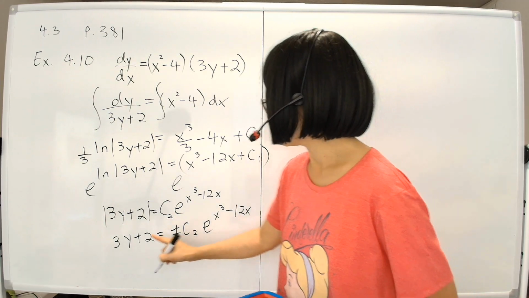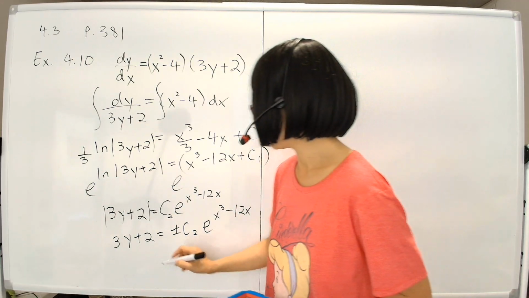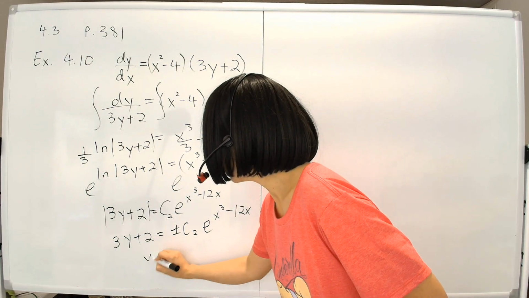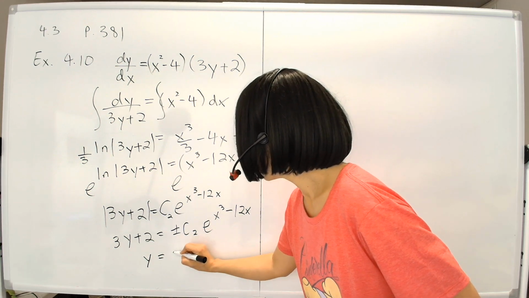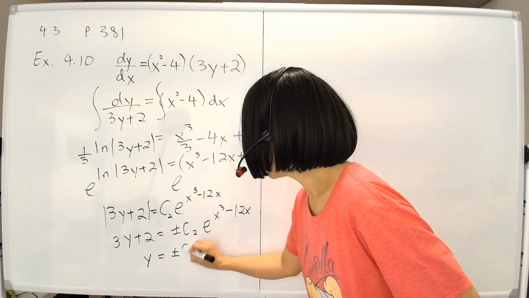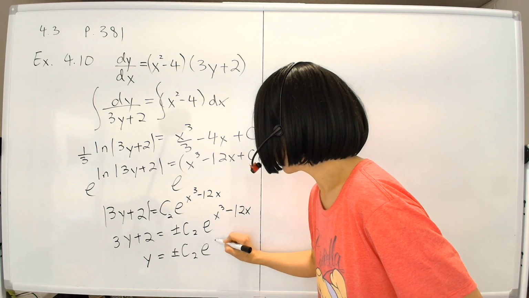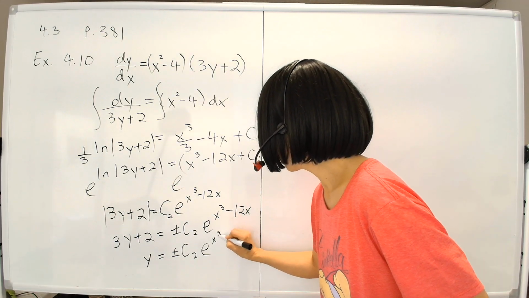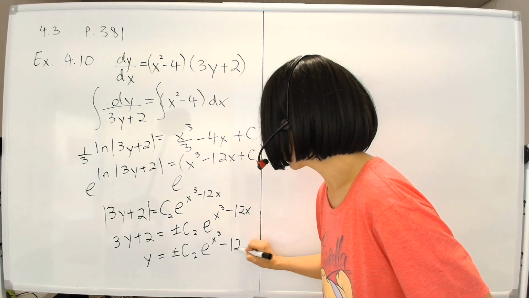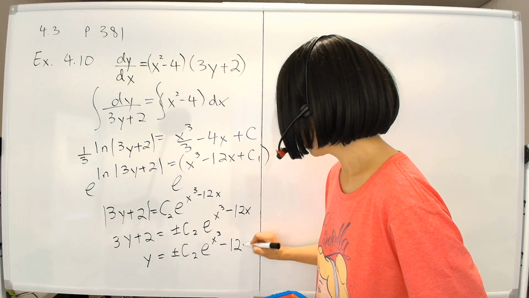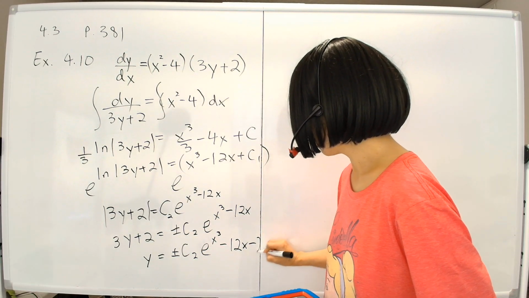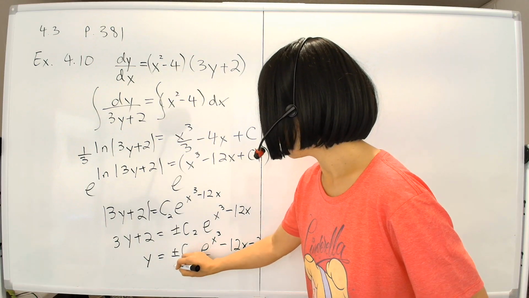And finally, we'll take the y out of here, which means y equals plus or minus c2 e to the x cubed minus 12x, all this stuff. We're going to subtract 2, and then all divided by 3.